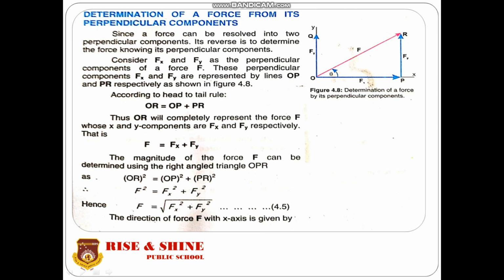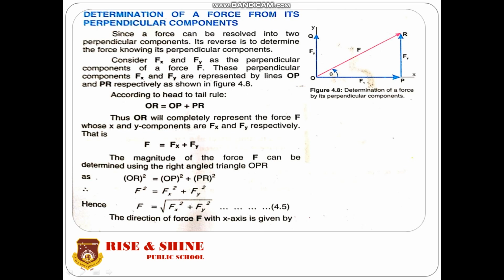According to the head-to-tail rule, OR is equal to OP plus PR, because OR is the resultant vector and these are its two individual vectors. Now we put the values: OR is equal to F, OP is equal to Fx and PR is equal to Fy. The magnitude of the force can be determined using the right angle triangle in which hypotenuse square, which is OR, is equal to base square, which is OP, plus perpendicular square, which is PR.